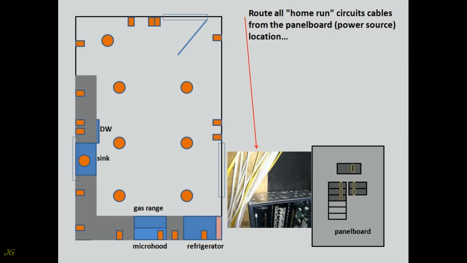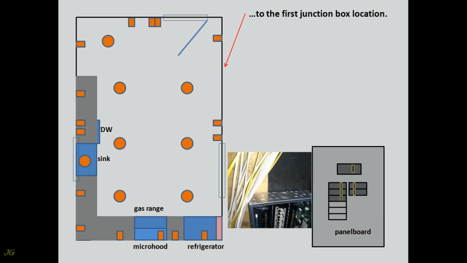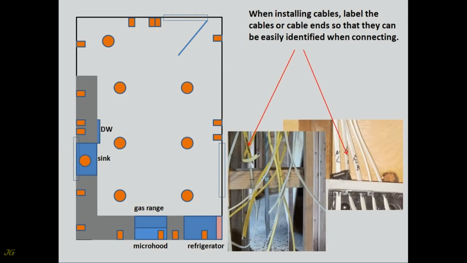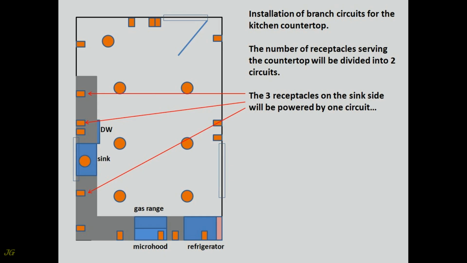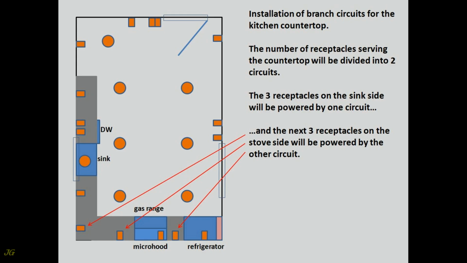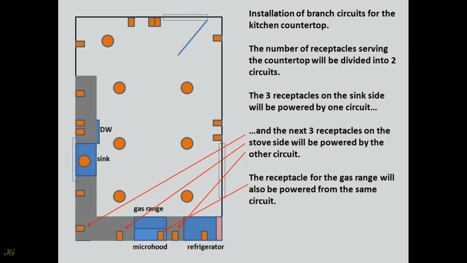Route all home run circuit cables from the panel board, power source location, to the first junction box location. When installing cables, label the cables or cable ends so that they can be easily identified when connecting. The 3 receptacles on the sink side will be powered by one circuit, and the next 3 receptacles on the stove side will be powered by the other circuit. The receptacle for the gas range will also be powered from the same circuit.